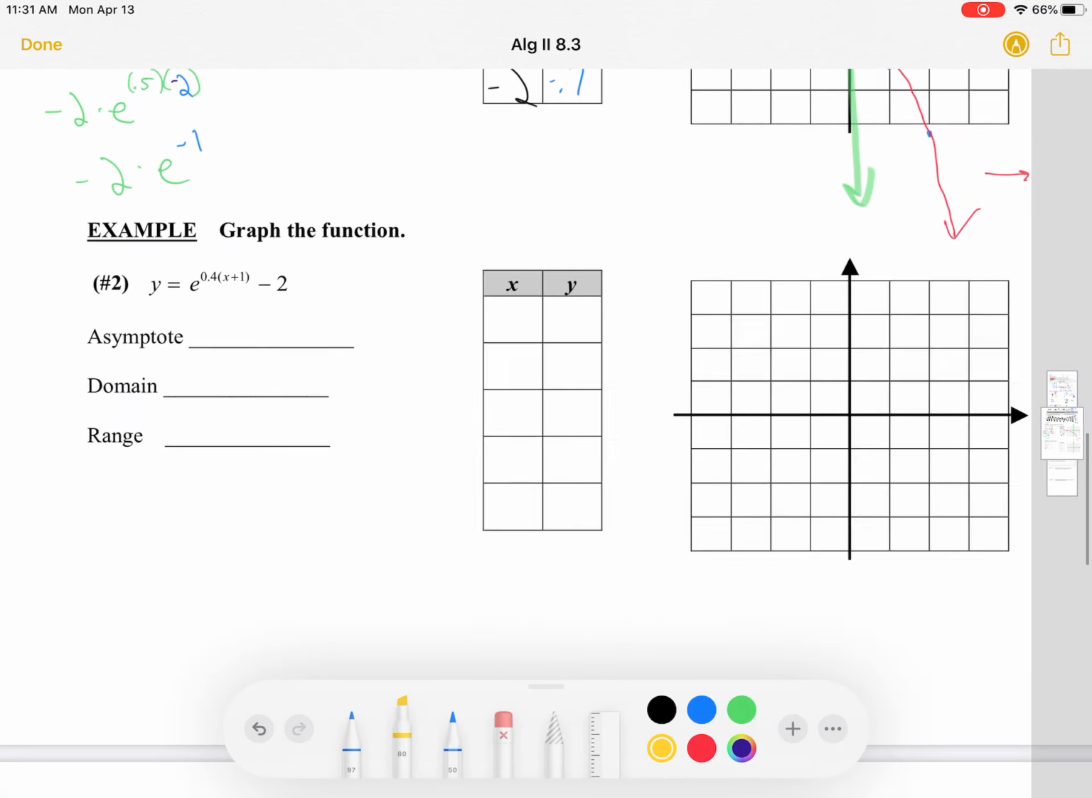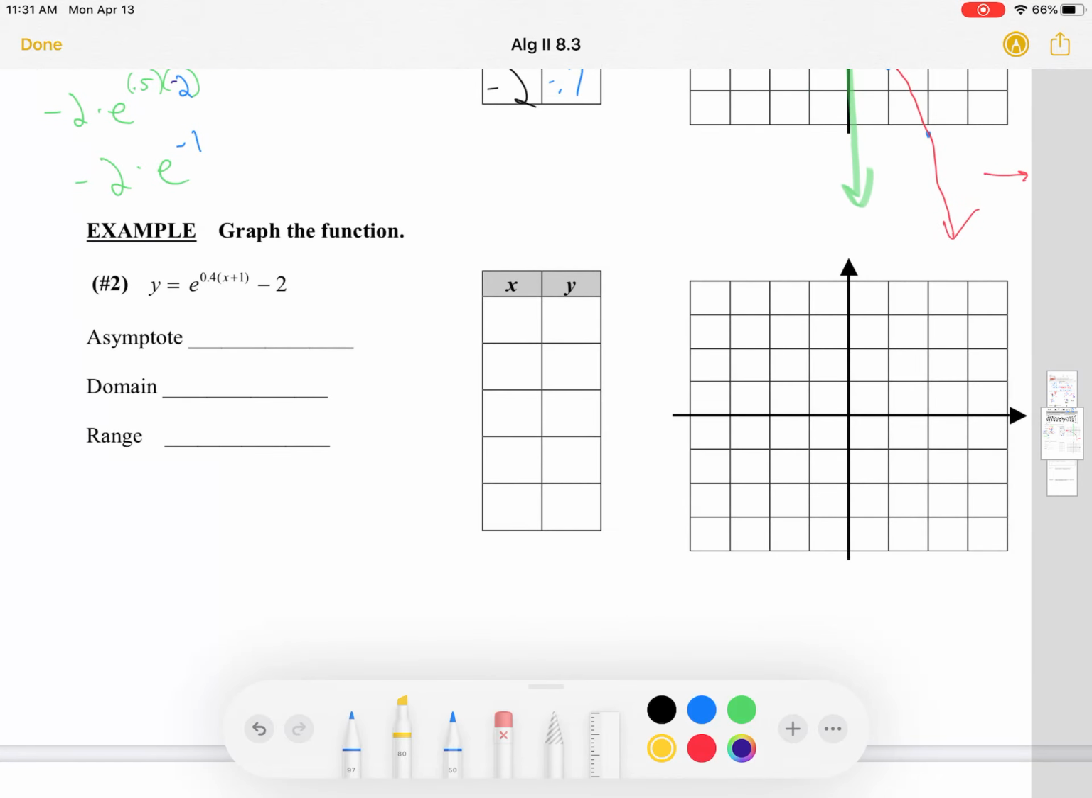Okay, last one for today. We're doing the exact same thing. Let's plug in some easy numbers. Okay, this time I'm going to go in kind of order: -2, -1, 0, 1, 2. The first thing you should ask yourself is, what's always an easy one to plug in? 0. So let's start at 0.